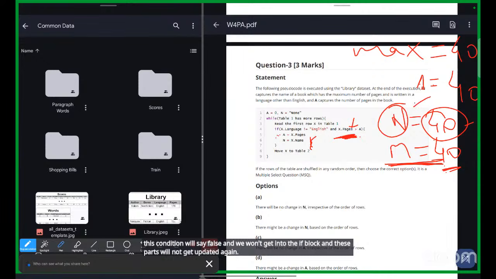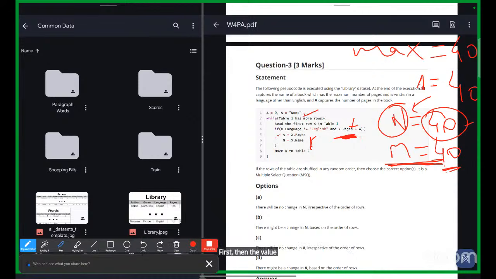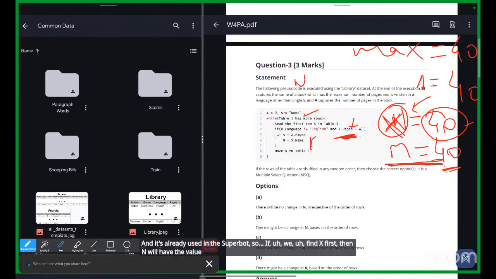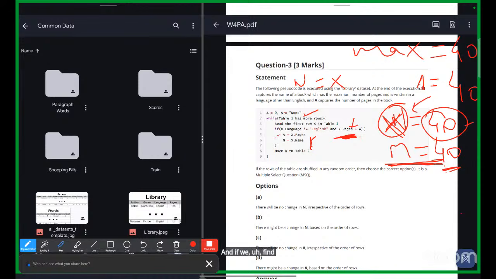So if we see x first, sorry, let me change this variable to x, not n, because n is already used in the pseudocode. If we find x first, then n will have the value x. And if we find the book m first, then n will have the value m. So the value of n depends on how we are traversing the data set.